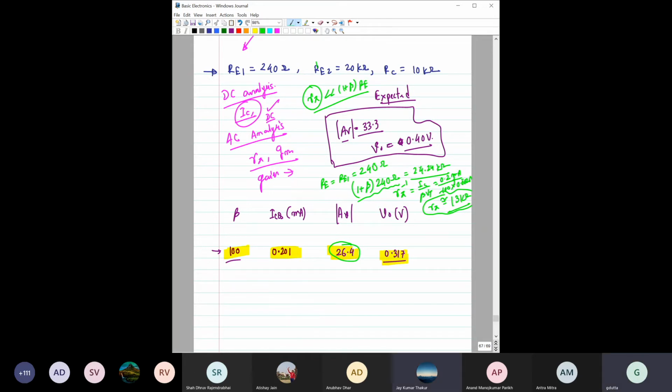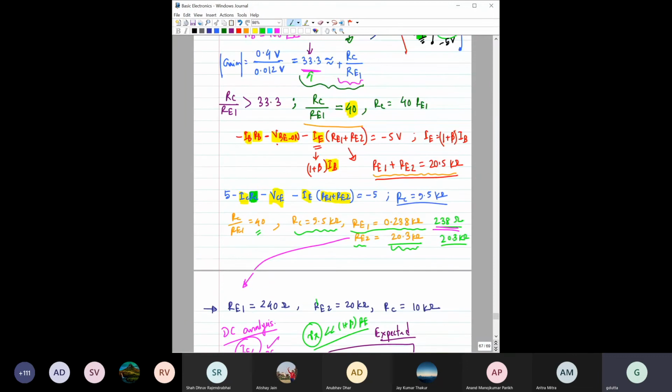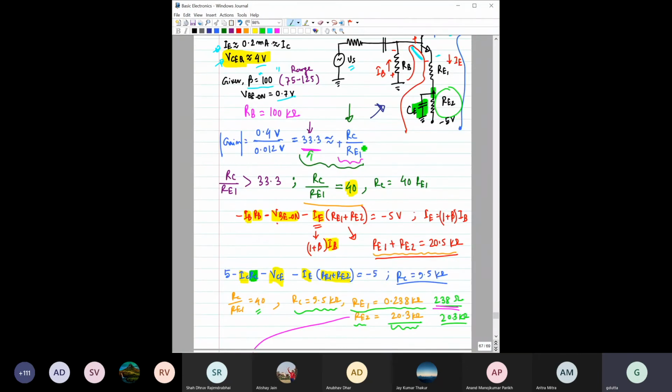Sir, we can include R pi in our calculation. We can include R pi, but again, this R pi is dependent on IC, right? So it again depends on the DC parameters. Okay, how can we increase the gain? It's not difficult. We can increase the gain simply by reducing this RE1 value further, isn't it?